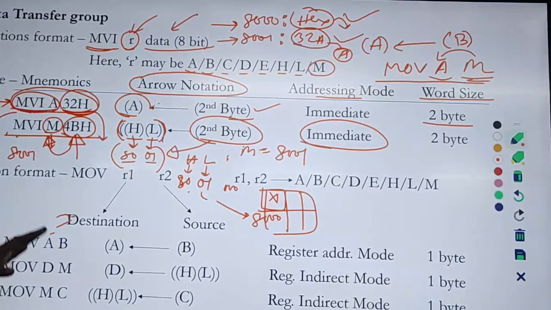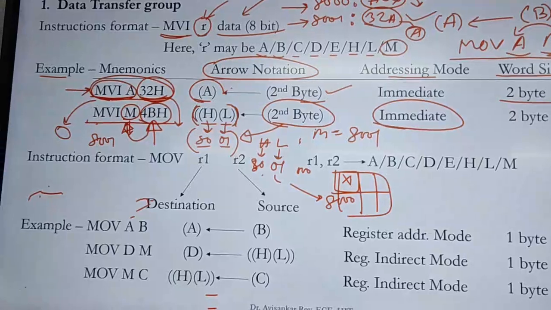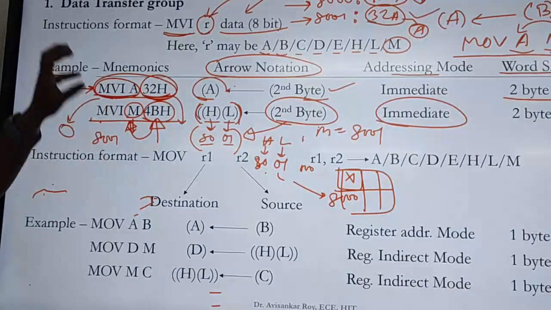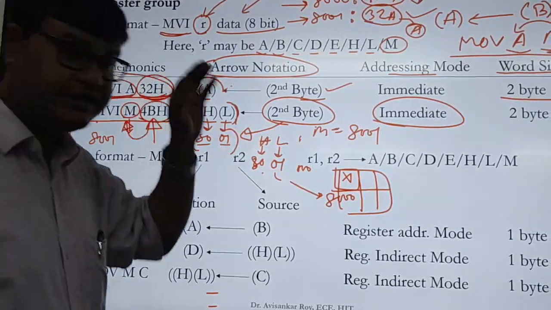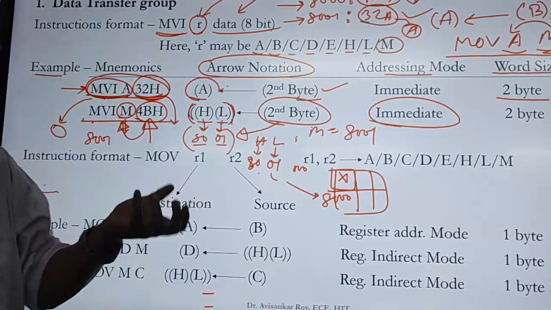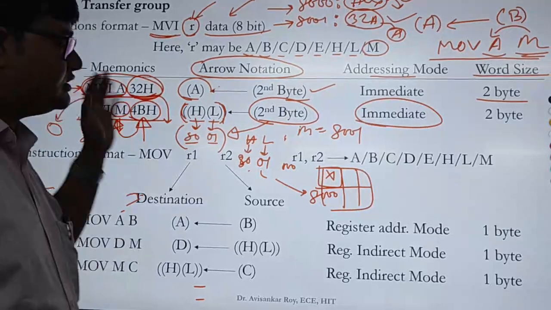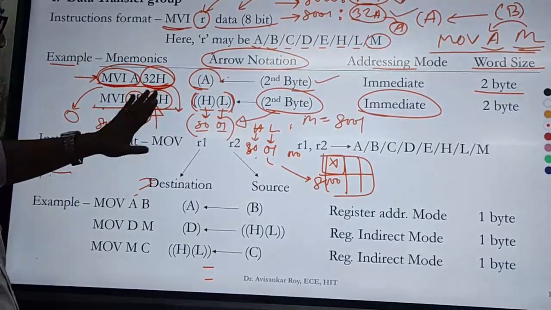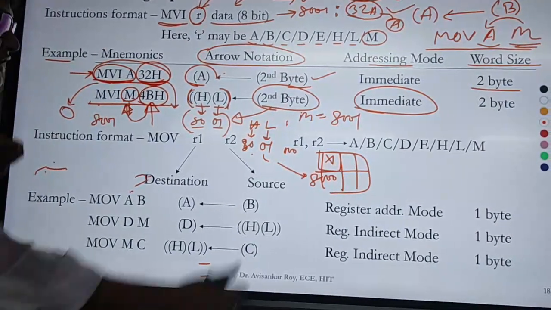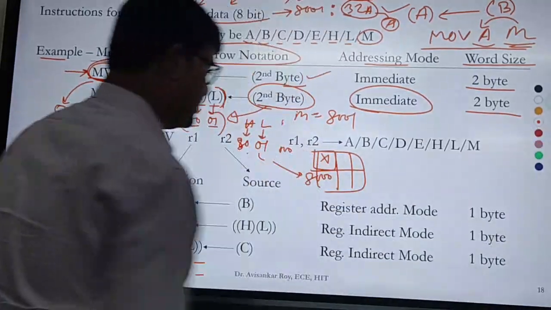I think it is very clear to you, but this belongs to the immediate addressing mode, because the data itself will be written in the instruction, which will be transferred over to another register or memory location. This belongs to the immediate addressing mode. So it is immediate addressing mode, and definitely it is a 2-byte instruction.